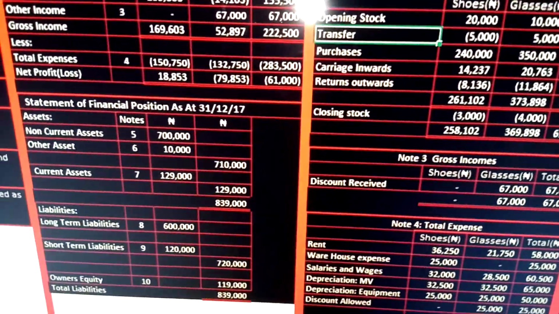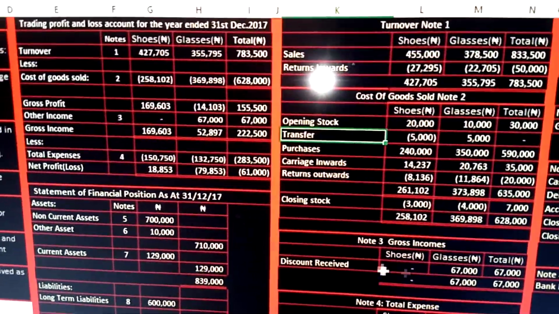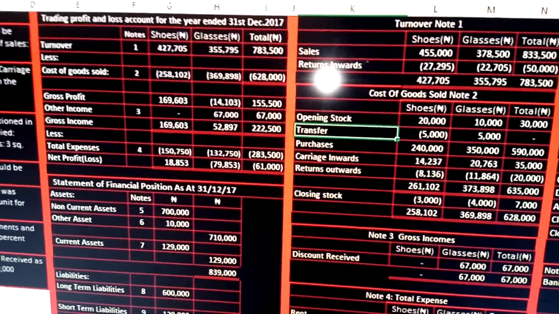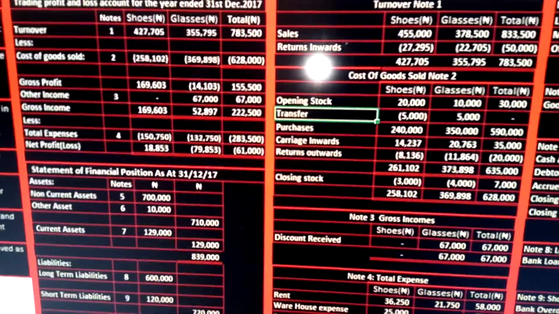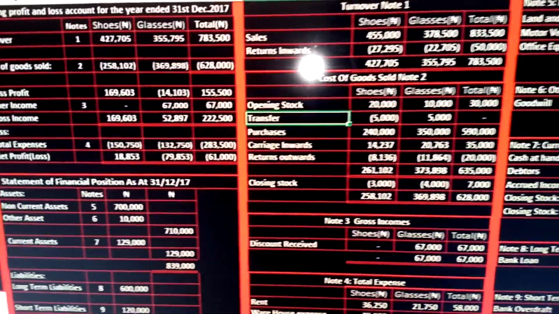18,853. So this is one of the reasons that you prepare a departmental account. You tell the unit that is what? Performing. So here shoes is performing, glasses is what? Performing. So that's what you're going to say in your report basically.